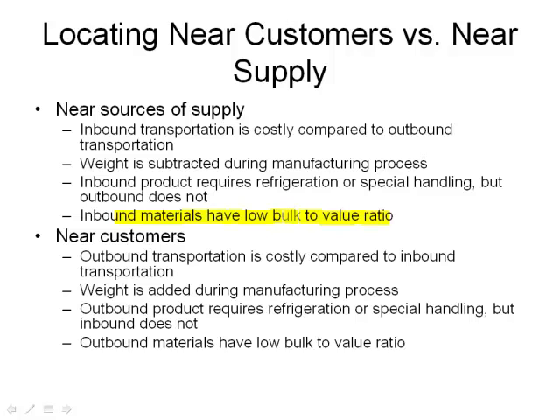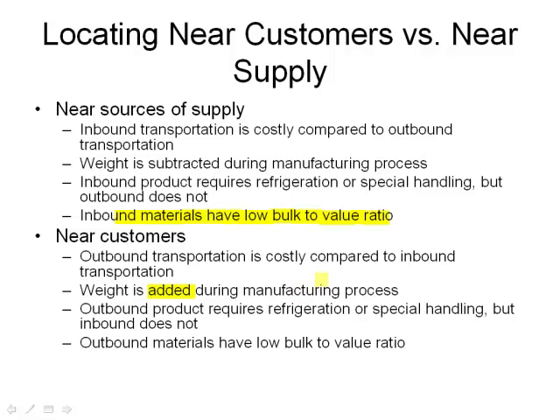On the other hand, businesses that tend to locate near customers tend to be situations where the outbound transportation is costly, basically the flip side of what we've been talking about. Maybe a situation where weight is added during the manufacturing process. So if I'm taking Coca-Cola syrup and mixing it with water, I'm going to tend to want to do that near my customers because I'm adding all that water and as a result adding all that transportation cost to the product.